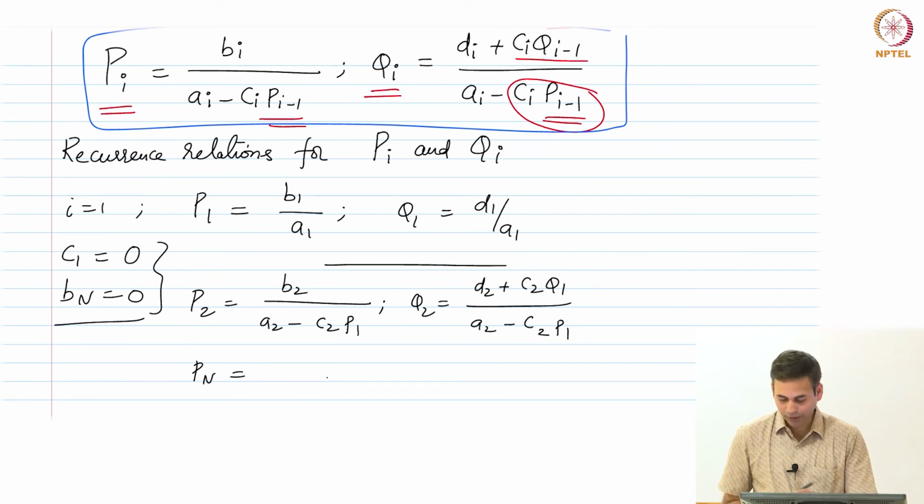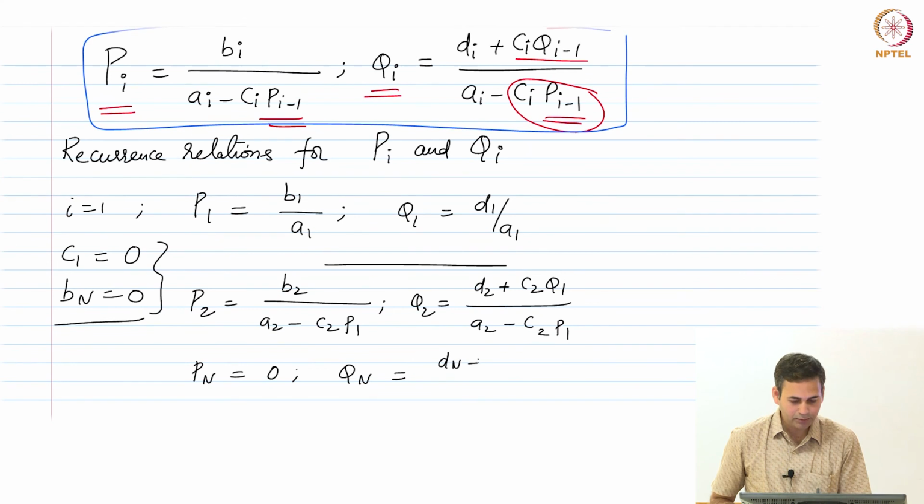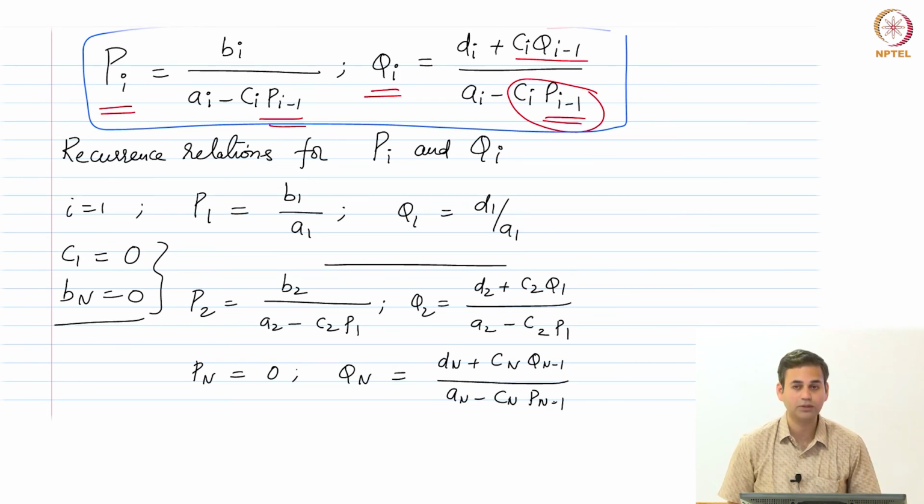Pn is 0. Why is it 0? Because Bn is 0. Can you calculate Qn? It will be Dn plus Cn Qn minus 1 upon An minus Cn Pn minus 1. It can be calculated, right. This is essentially Dn plus Cn Qn minus 1 upon An minus Cn Pn minus 1. Okay, so this can be calculated.